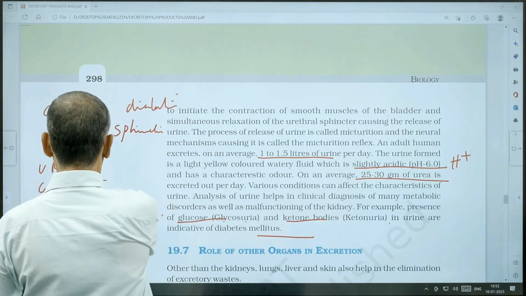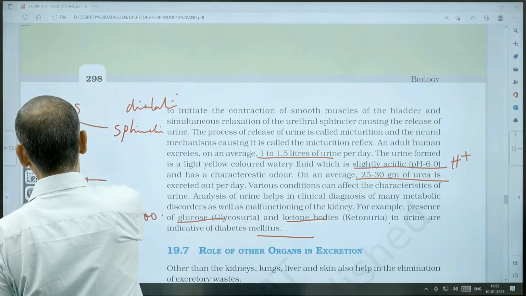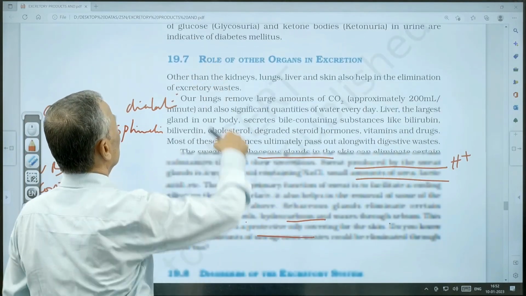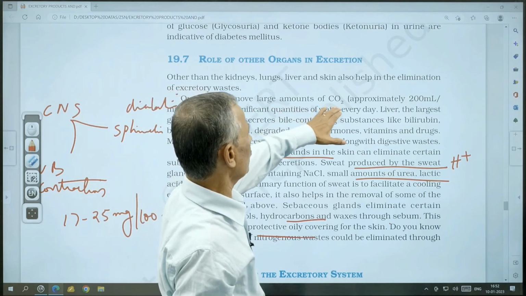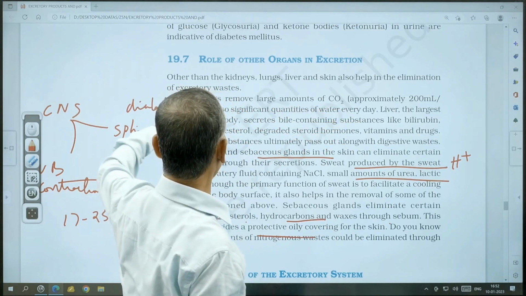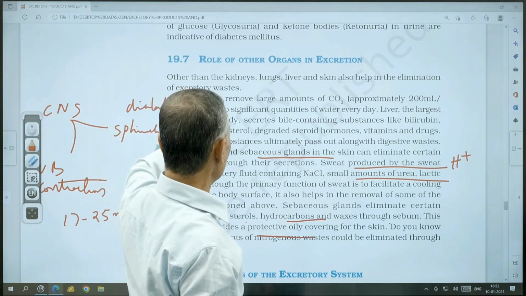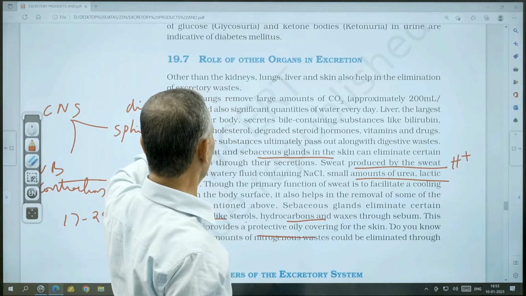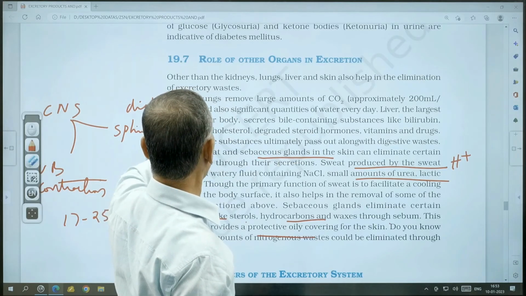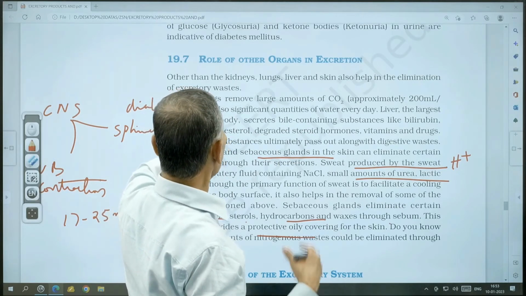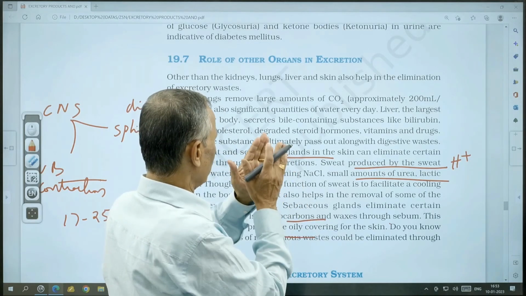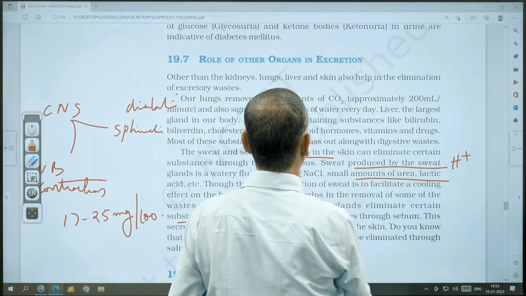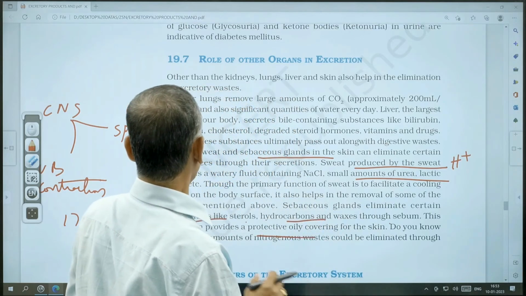Now, along with the kidney, we have some other organs. Our lungs remove carbon dioxide at the rate of 200 ml per minute. Similarly, our liver secretes bile that contains bilirubin and biliverdin. These are all excretory products, waste products, broken products of hemoglobin, cholesterol, degraded steroids, vitamins, etc.